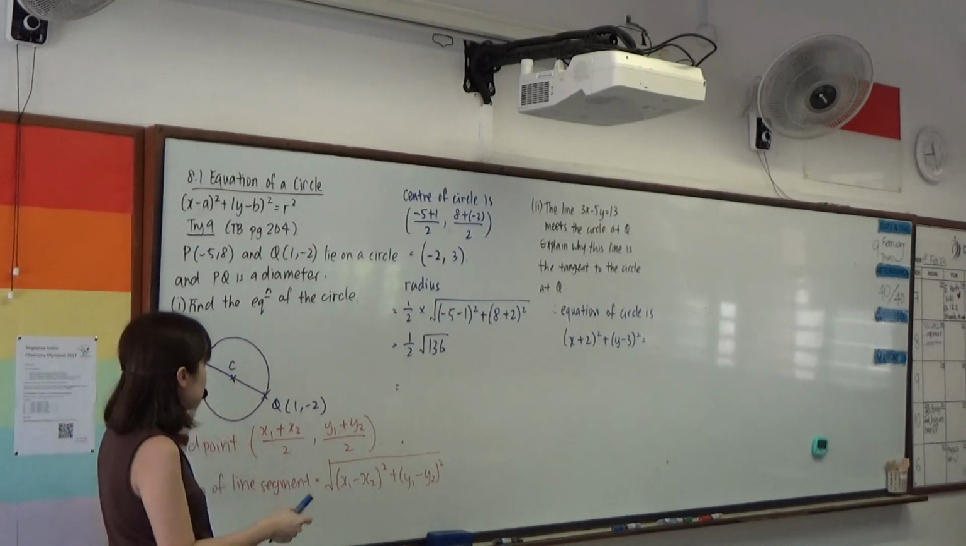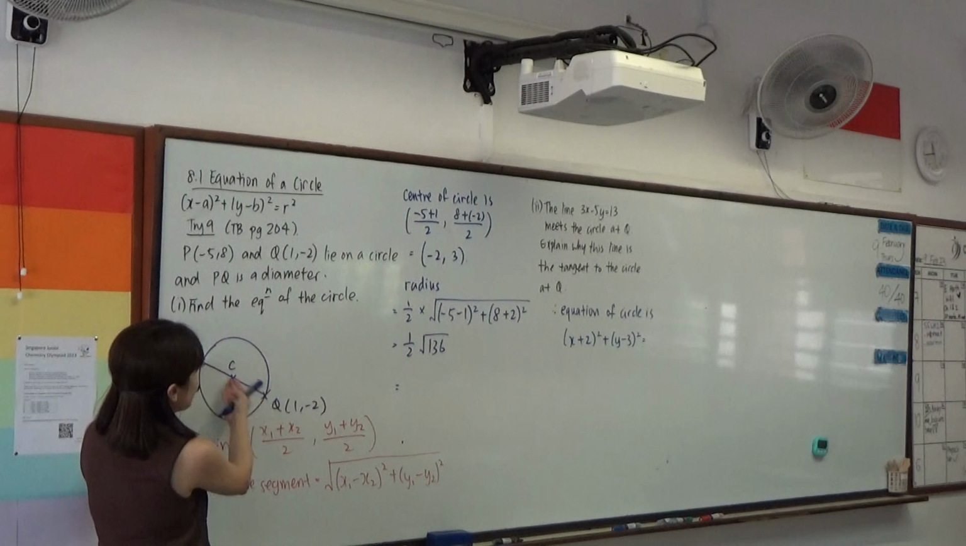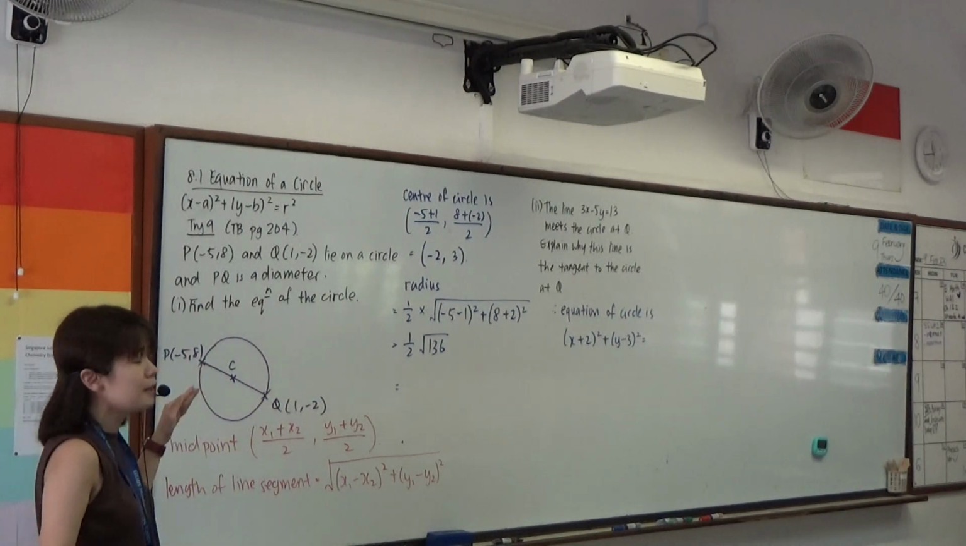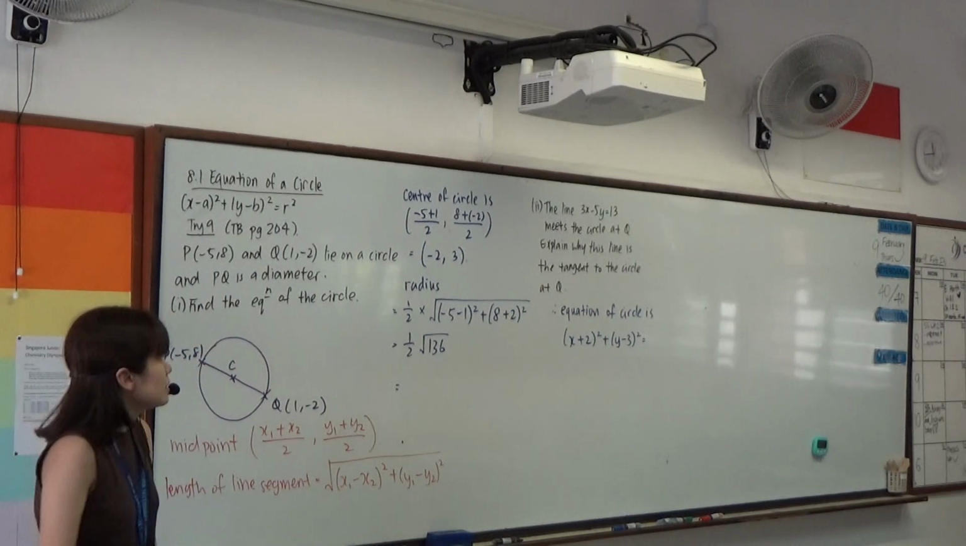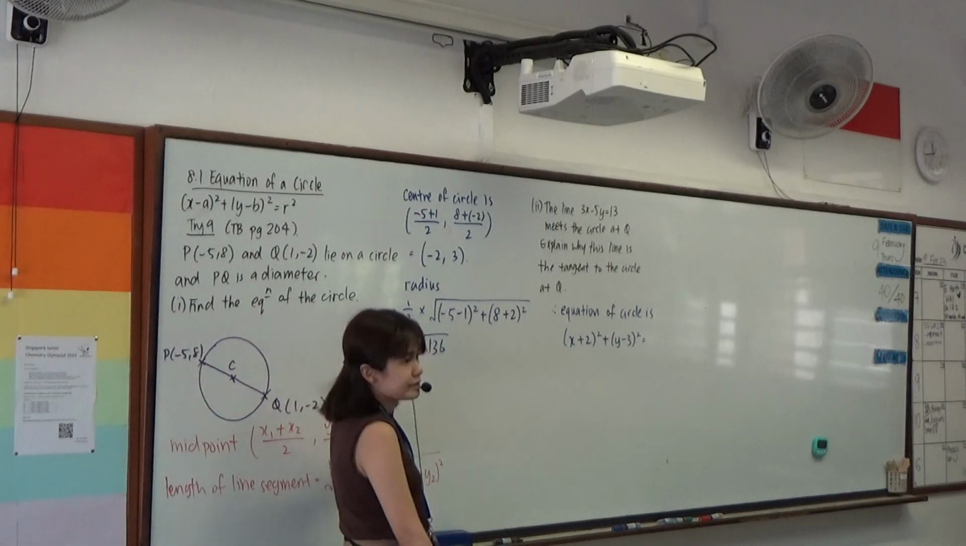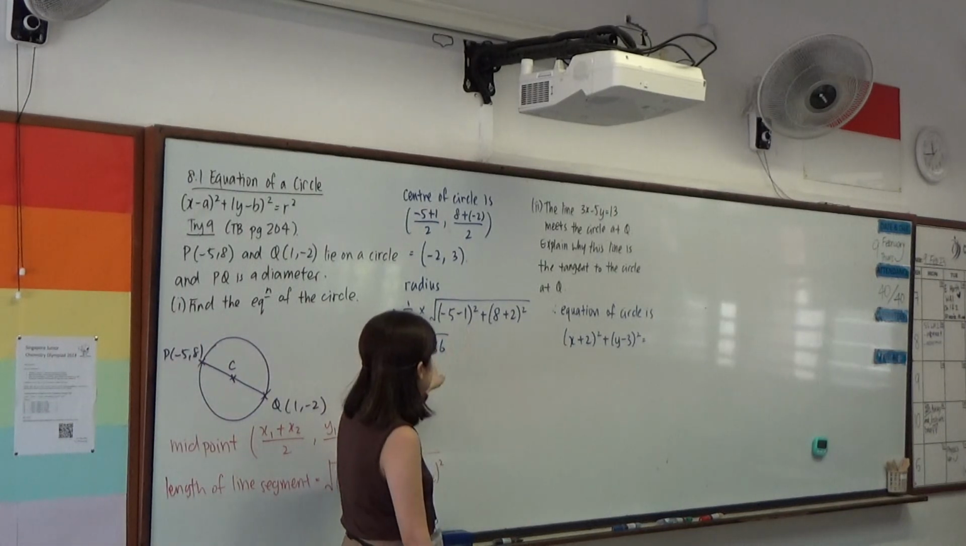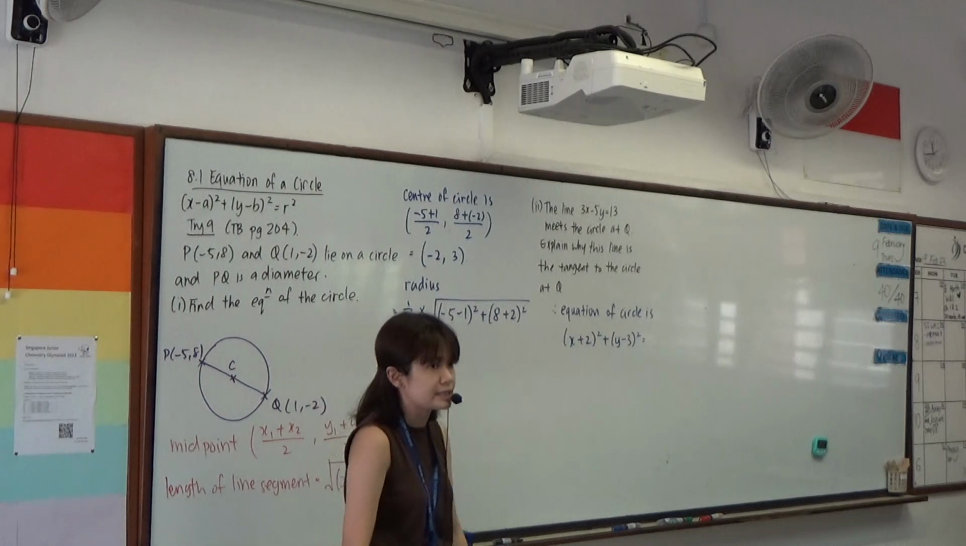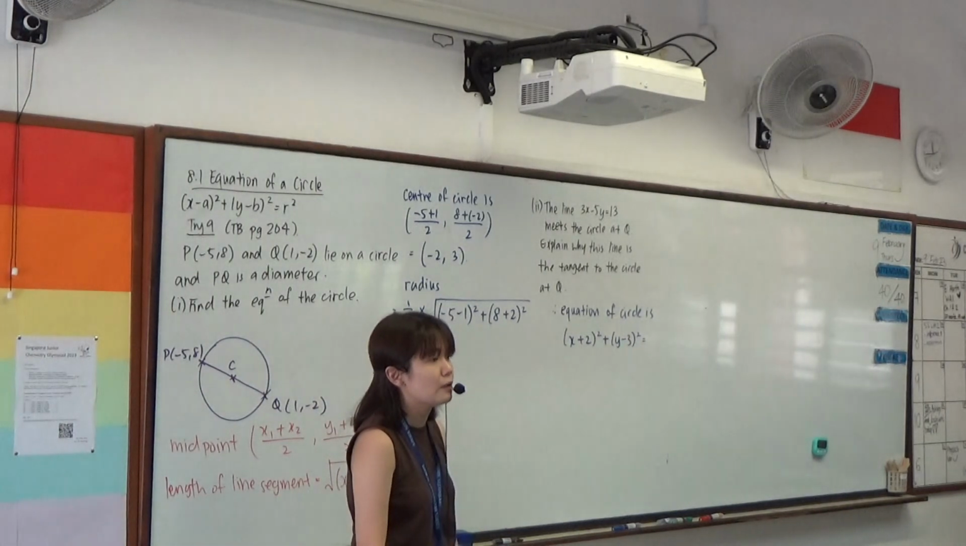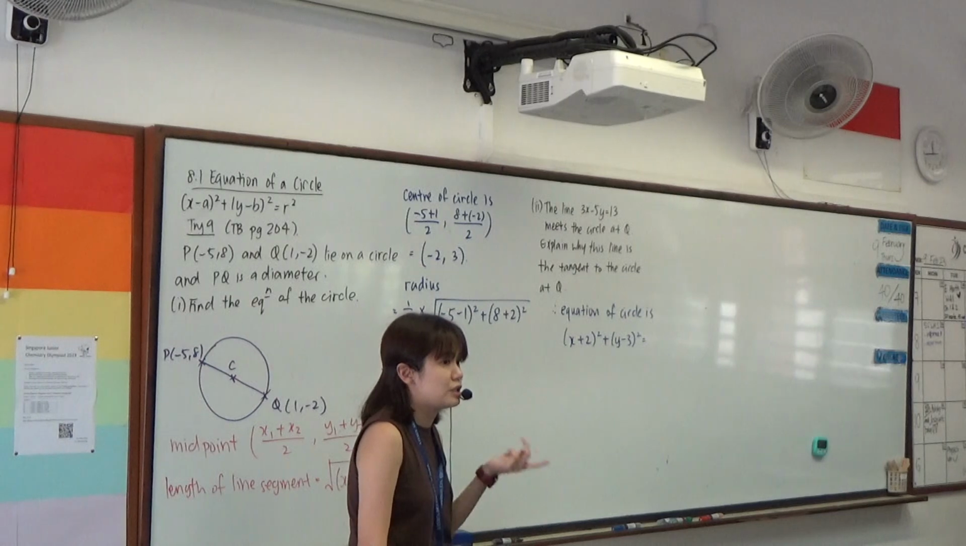Alternatively, we have another camp of students who want to find the length of PQ, which is the diameter. Then you divide it by 2, which will lead to something like that. So half times all this, then we get half times square root 136. This is the part where we need to know how to simplify our surds, which is what we covered last year.